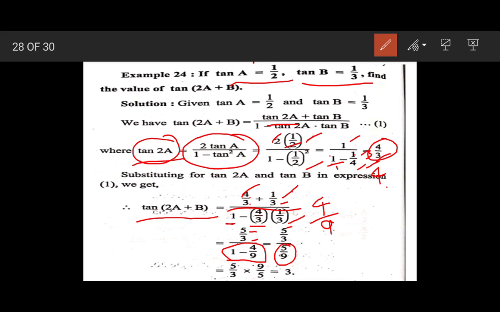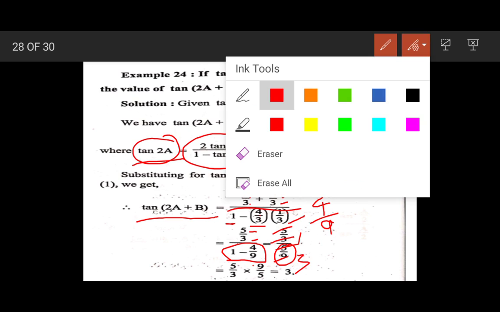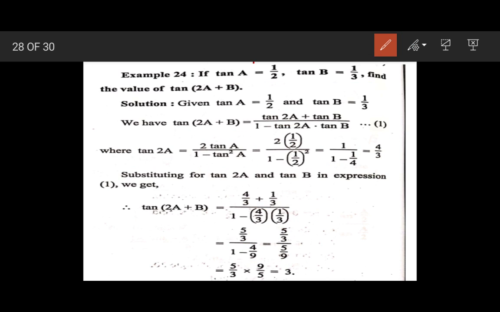Now the numerator is the same, so cancel. Then 3 ones are 3, 3 threes are 9. If you are not able to do it directly, then take this 5 upon 3 as it is, and take this 9 upon 5 in the numerator, so it will be reversed, so it will be 9 upon 5. Now the 3s cancel, so 3 threes are 9, and the 5s cancel, so the answer is 3.